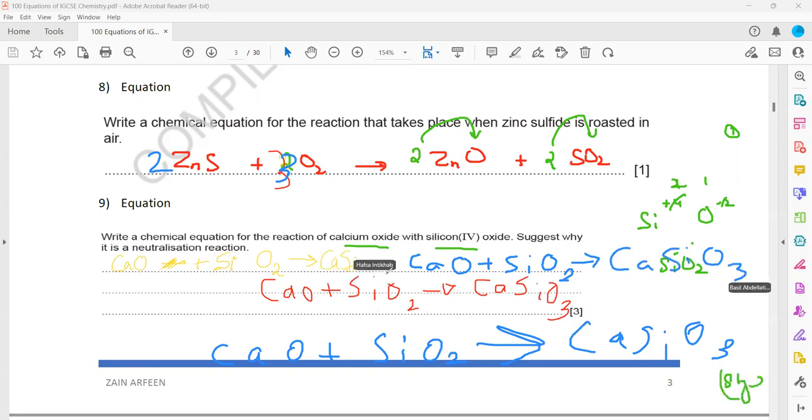And why is it a neutralization reaction? Because a basic oxide reacts with an acidic oxide. You will mention calcium oxide is a basic oxide and silicon 4 oxide is an acidic oxide. So when an acid reacts with a base, or an acidic oxide reacts with a basic oxide, this is referred to as neutralization.